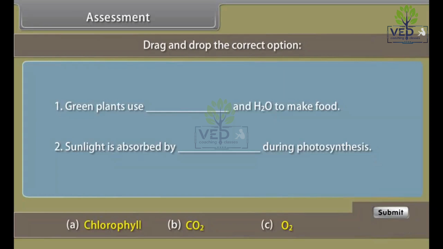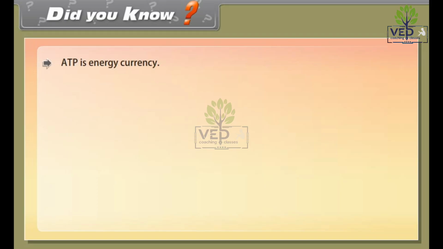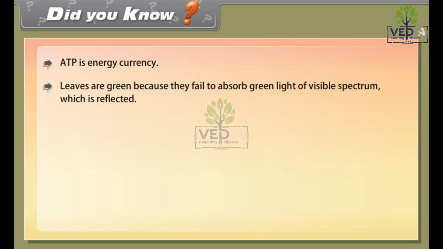Drag and drop the correct option. Did you know ATP is the energy currency? Leaves are green because they fail to absorb green light of the visible spectrum, which is reflected. Blue and red light are best for photosynthesis.